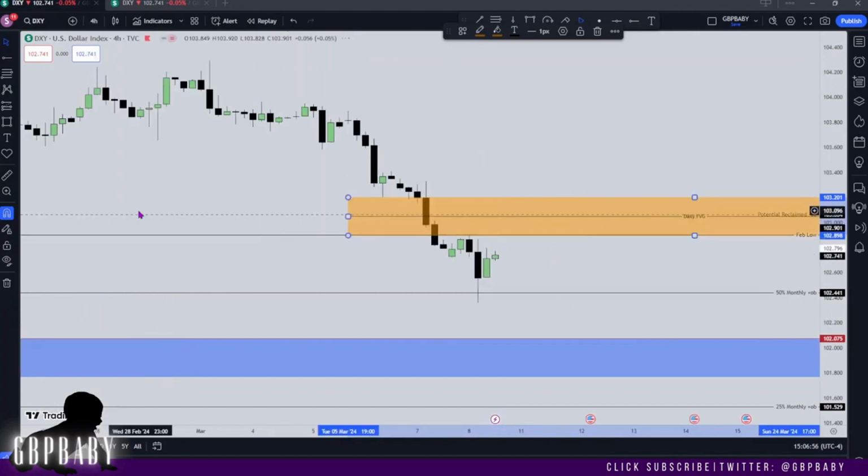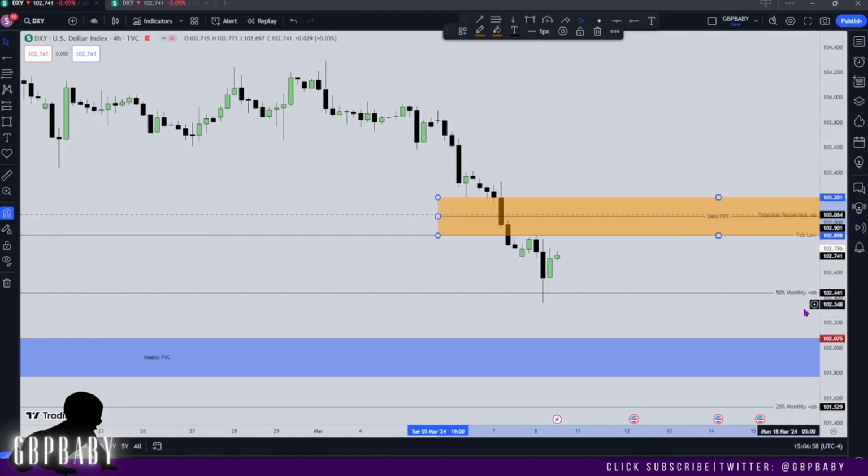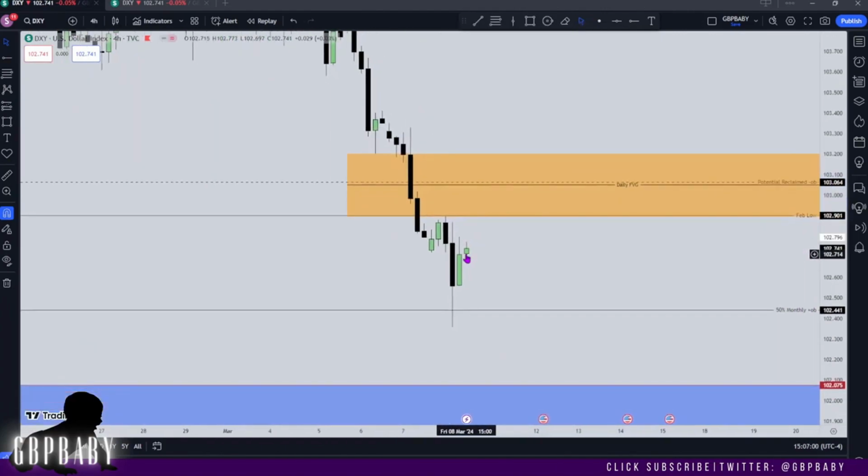I am going to go to the 4 hour, and you can see how price came off that 50% level, kind of just consolidating. Again, Monday may be quiet, but it's not typical. It is typical for price to be active on the Mondays after non-farm payroll, so I wouldn't be surprised if we saw some kind of movement.